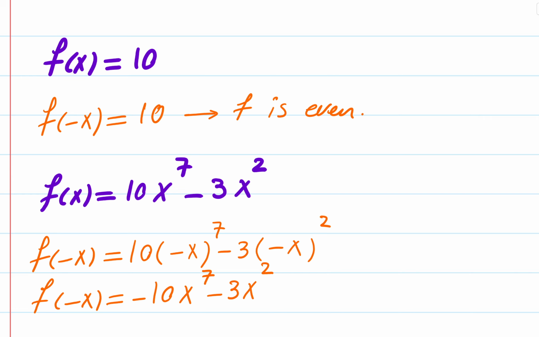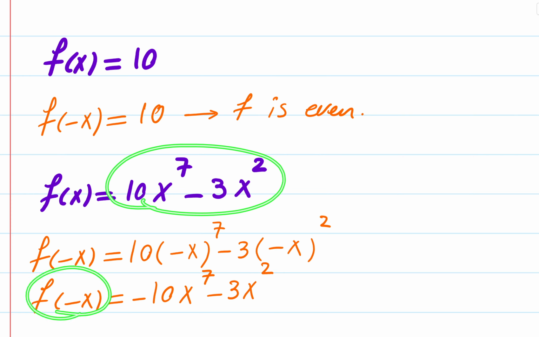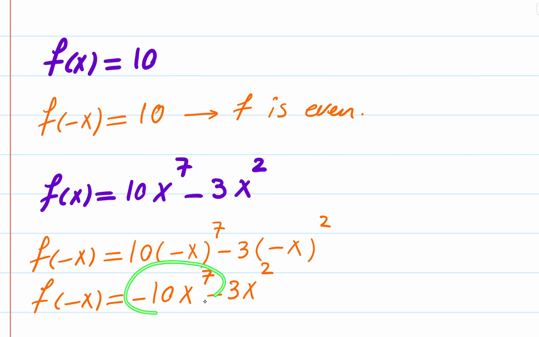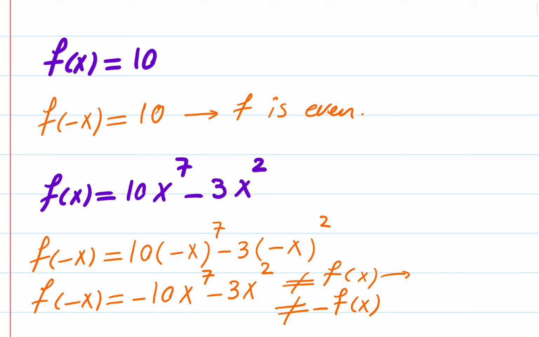If you compare f of x and f of negative x, you see that the first term is negative 1 times that of f of x, but the second term is exactly as in f of x. So f of negative x is not equal to f of x. Also, it's not equal to negative 1 times f of x. So it's not even, and it's not odd.